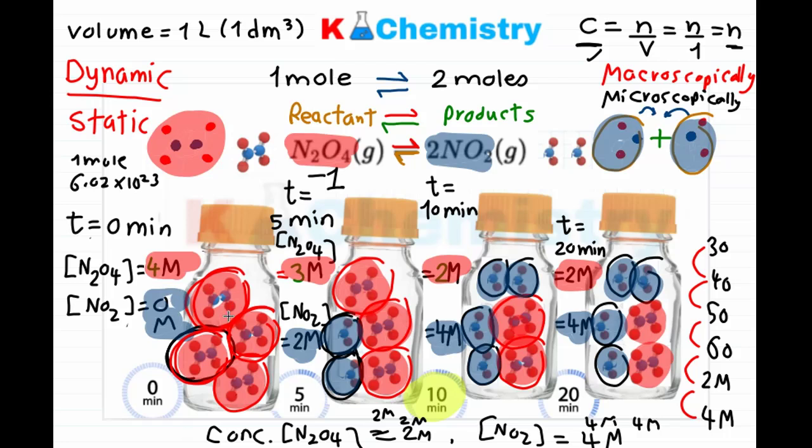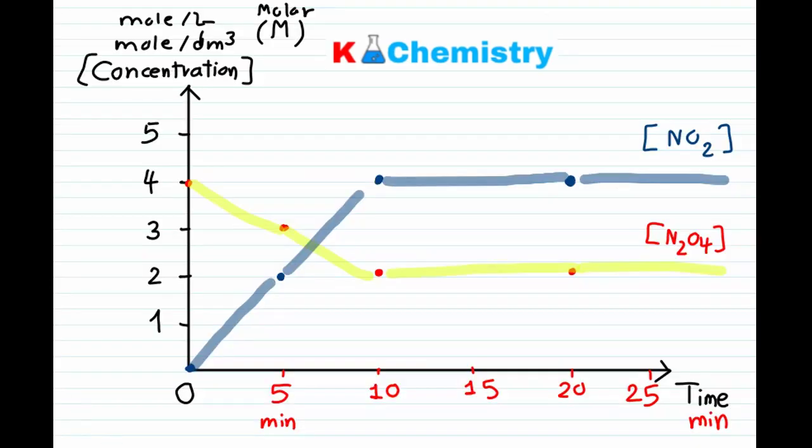But in the representation, we are just representing 1 mole by 1 circle, because it's very difficult to draw all the molecules. If you are speaking about the mole, it will be an impossible job. So if we look at a graph of the concentration, which is mole per decimeter cube or mole per liter, or what we call molar or M, versus the time.